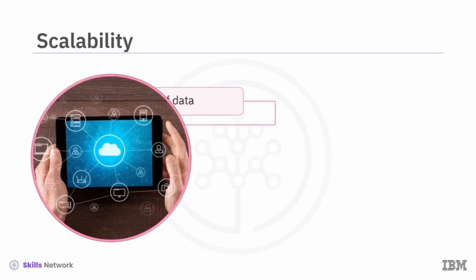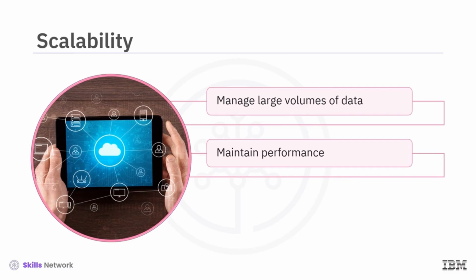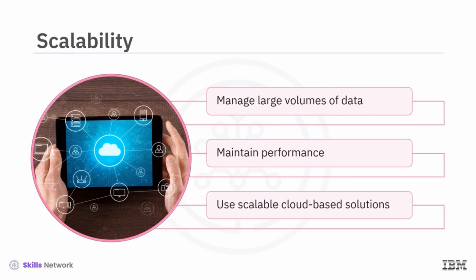UBA systems must manage large volumes of data and users without performance degradation. Using scalable cloud-based solutions to manage the high data throughput required for analyzing logs from system log servers and network traffic can help the UBA system remain effective.